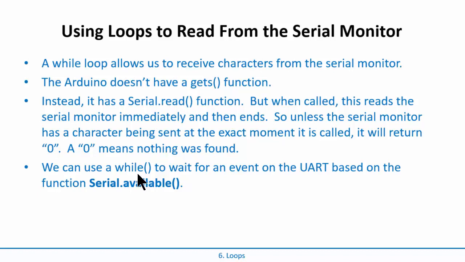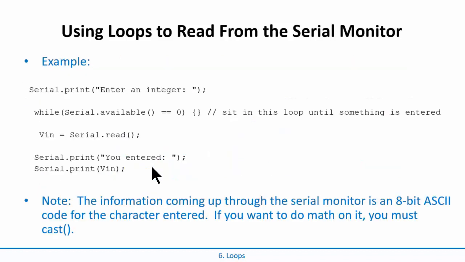However, when used in conjunction with the while statement and another function called serial.available, you can actually read from it. And so here's the logic behind it. What you're going to do is you're going to say, I want to have the user enter something from the serial monitor and then upload it to the Arduino. So you're going to say enter an integer. And then what you do is you do a while statement. And this serial.available, the way that it works is if there's no information on the serial port, it'll return a 0.